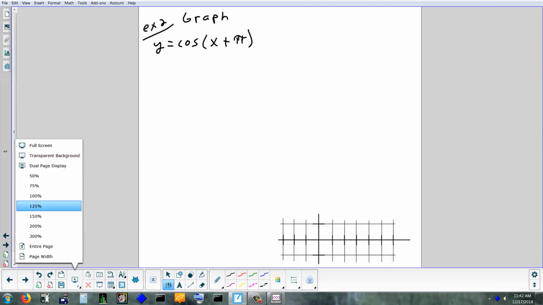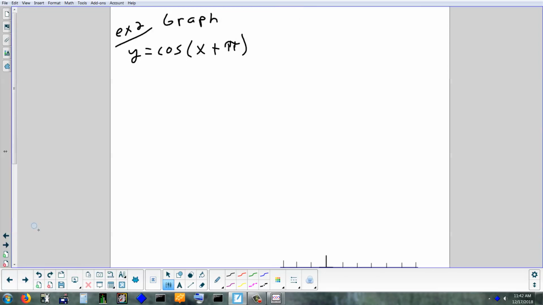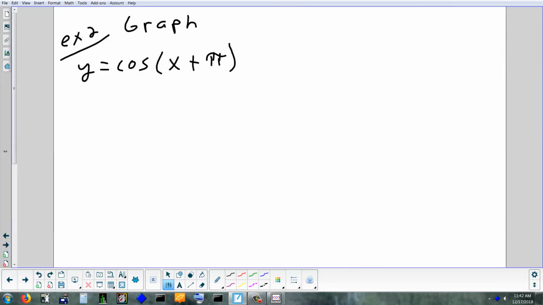Okay, let's look at this one. Okay, first, I know it's a phase shift because I'm adding or subtracting in parentheses. So for phase shift, someone remind me again what values stay the same? Y's. What are my y's for cosine? We haven't done that one yet. 1, 0, negative 1, 0, 1. There you go, half the table's done.